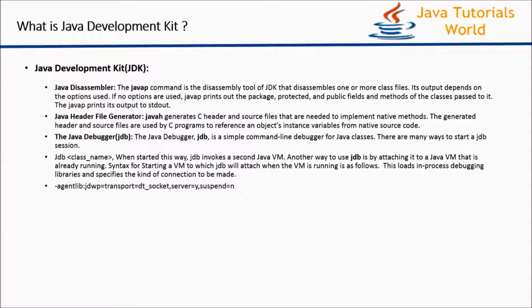The next tool as part of the JDK is the Java header file generator. This Java header file generator can be invoked by using the javah command. javah generates C header and source files that are needed to implement native methods. Let's see how to generate Java header files.